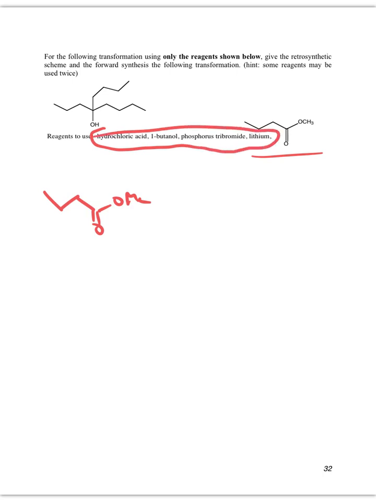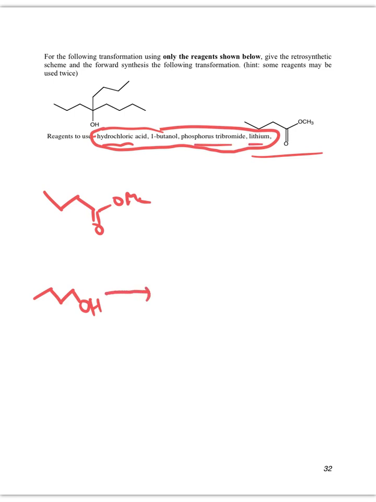So the first one, like this, it tells us we have to start with an ester. So it doesn't leave anything for us to decide. It says use an ester, and to that ester, the only things we can add to it are these reagents. They're the only reagents we have to do anything with. So we have to somehow start with 1-butanol. And what can we do with 1-butanol when we have hydrochloric acid, phosphorus tribromide, and lithium?